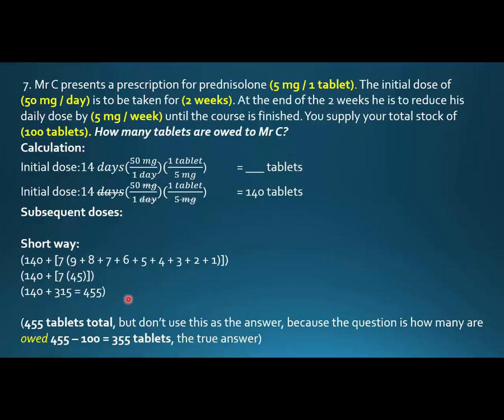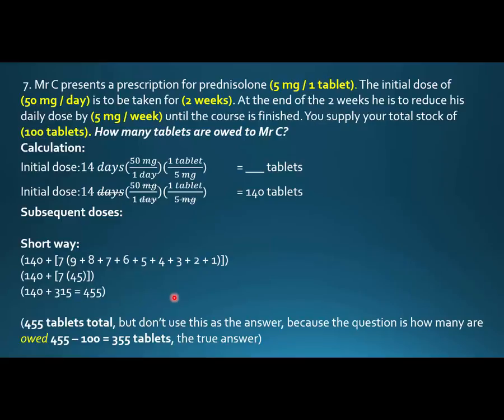So be careful, that's not the question. We don't want to know how many total. How many tablets are owed? We gave him everything we had. We gave him 100 tablets. So 455 minus 100 makes 355, the true answer. Okay? That's the short way to do it.